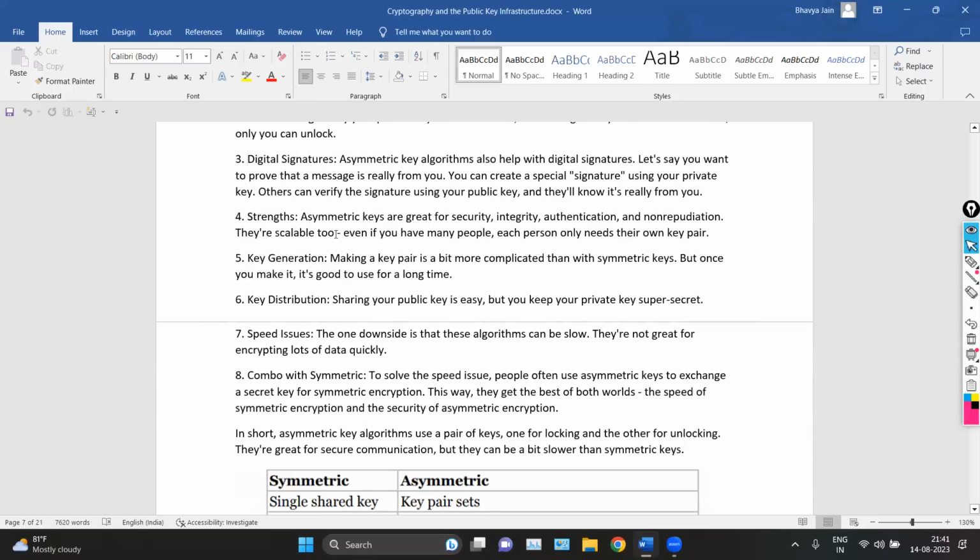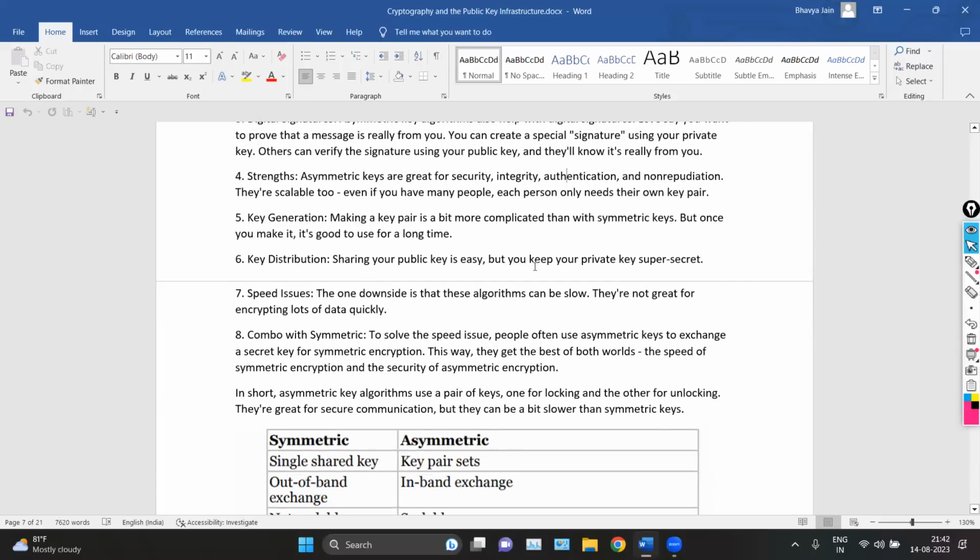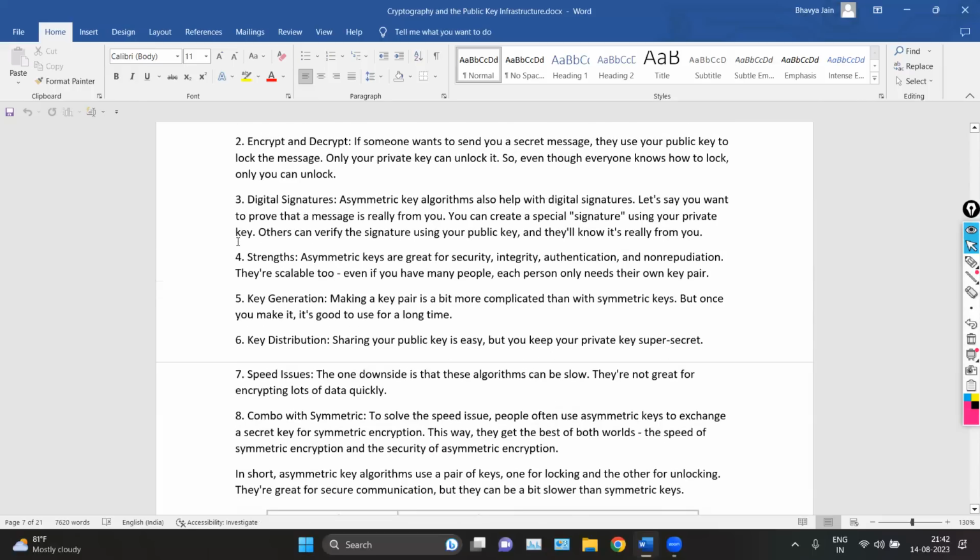Then we have strength. Asymmetric keys are great for security. That is, they also ensure integrity, authentication, and non-repudiation. They are scalable too. Even if you have many people, each person only needs their own key pair. Now, key generation, making a key pair, is a bit more complicated than with a symmetric key, but once you have it, you are good to go. And if anyone leaves your group, there's no need to regenerate the key, because everyone has their own public and private key. So it's just that the initial process is complicated and the rest is a well-working flow.